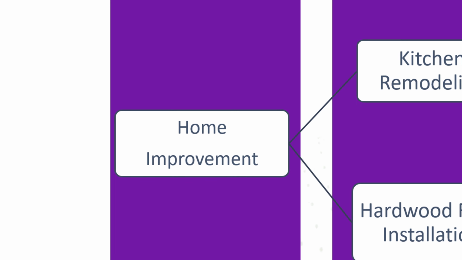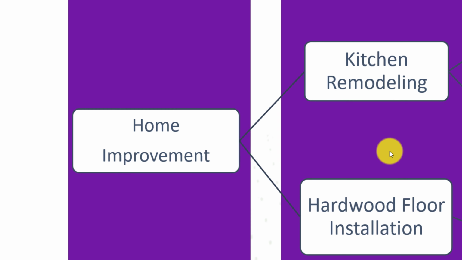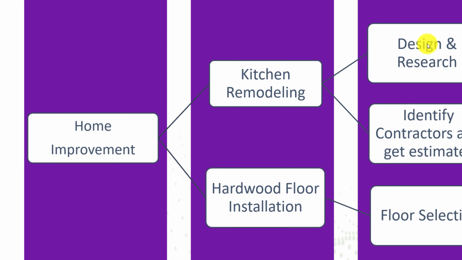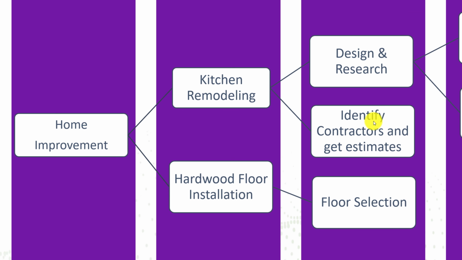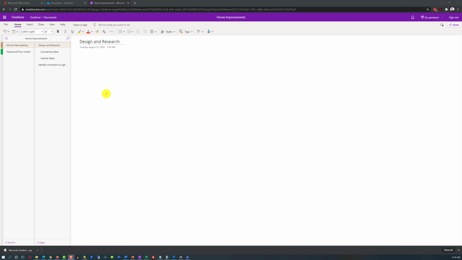This is the structure of the home improvement notebook in OneNote. You see that the notebook is named Home Improvements. It has two sections, Kitchen Remodeling and Hardwood Floor Installation. Kitchen Remodeling has 2 pages, Design and Research, and Identify Contractors and Get Estimates. In Design and Research, we have 2 subpages, Countertop Ideas and Cabinet Ideas.